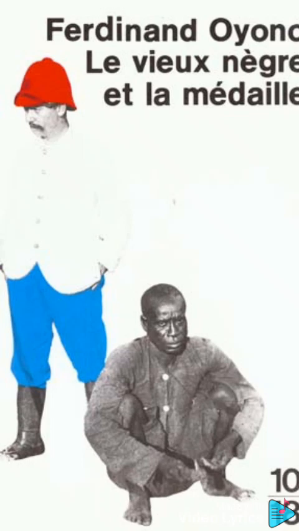Ferdinand Oyono has called his book The Old Man and the Meadow, talking about the old man who is Meka, and the meadow, which is a gift given to Meka on the 14th of July as a gift to wise people.